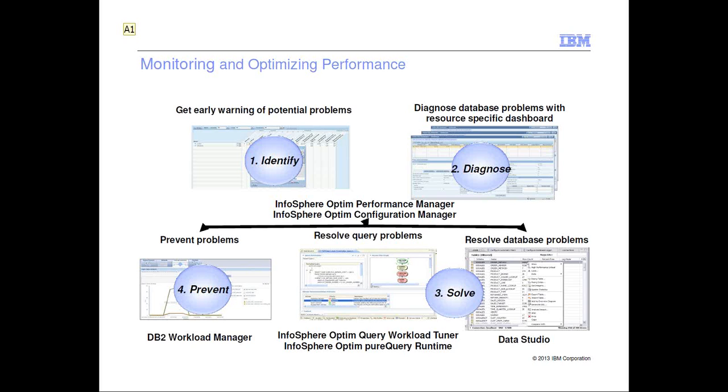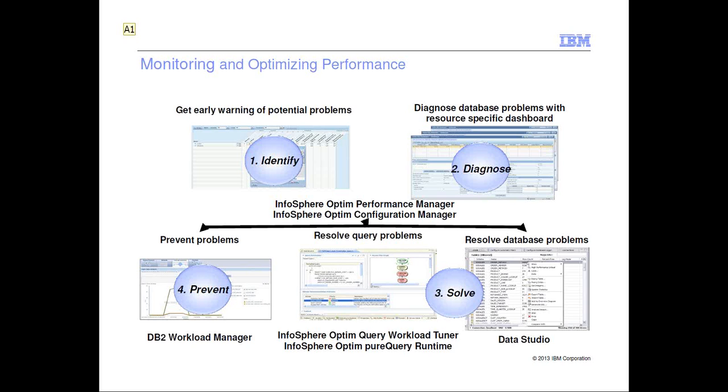The Optim Performance Manager tool, for which we are talking today, is useful in identifying and diagnosing problems with respect to performance issues for your database. There's another product called the Optim Configuration Manager, which also helps you in some bits to identify and diagnose problems. And to solve the problems, you have the Data Studio product. And for SQL query tuning or workload tuning, we can use Optim Query Workload Tuner or Pure Query Runtime products.